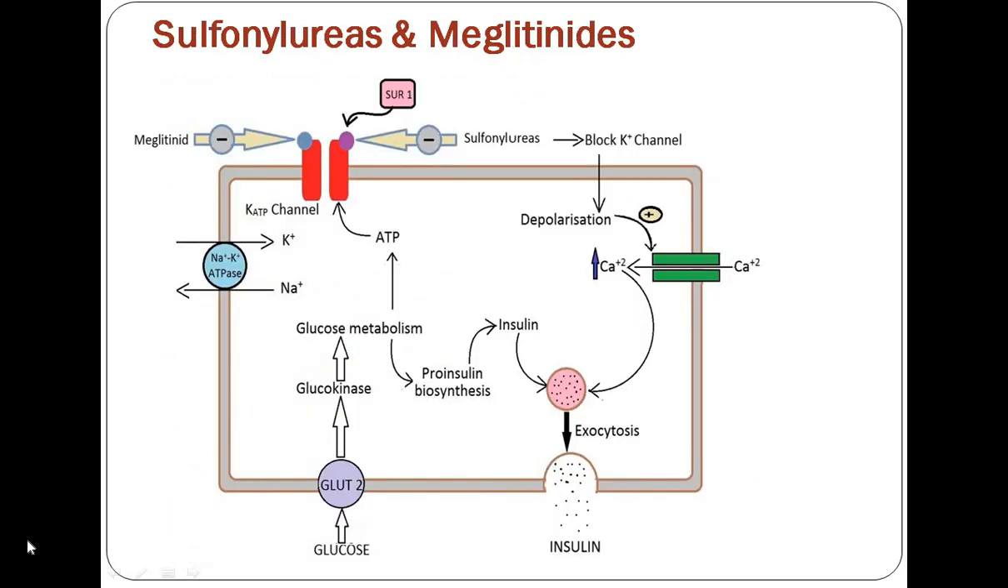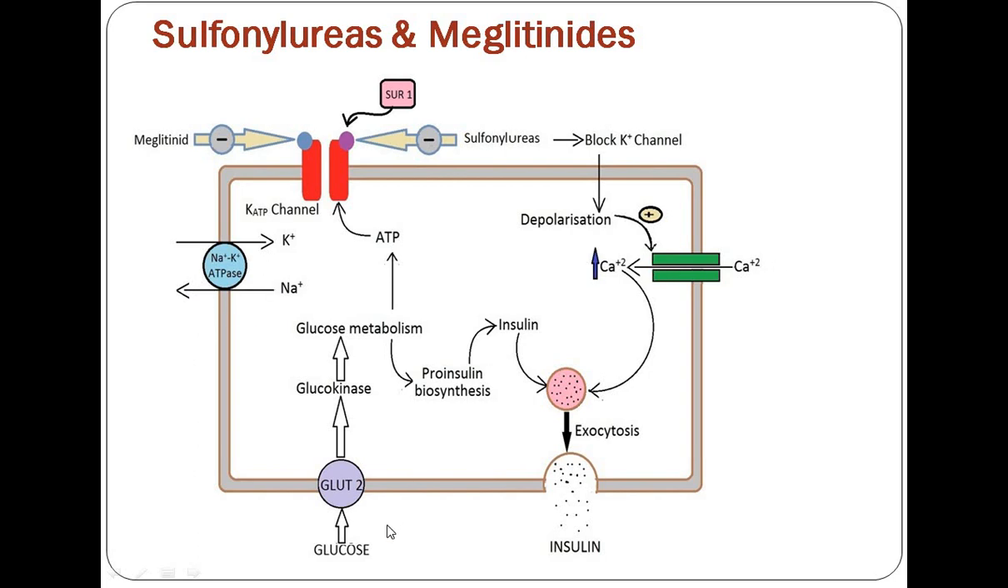Now coming to the mechanism for the sulfonylurea and meglitinide. Now this is the beta cell. As we know, in the beta cell there are potassium channels. This potassium channel is known as the KATP channel because opening of this channel is mainly triggered by ATP. ATP is the triggering source for the opening of this potassium channel. And here we can find the sodium potassium ATPase, and calcium channels are there.